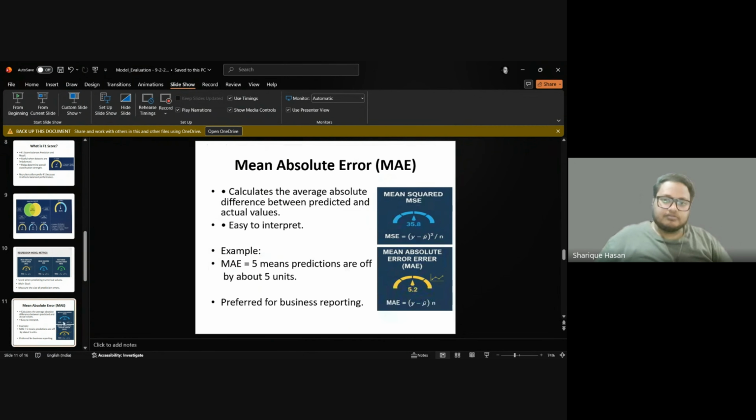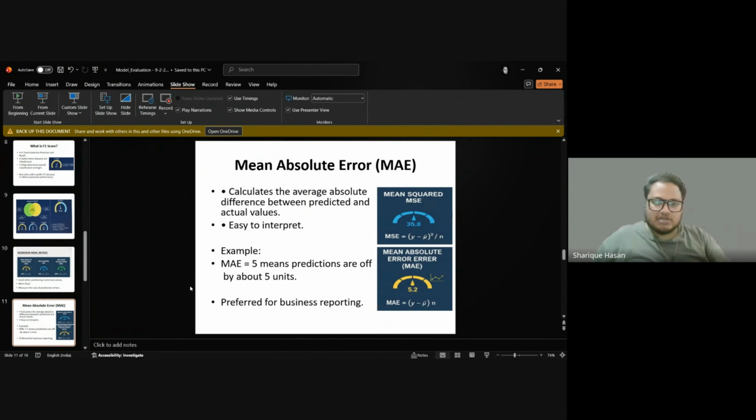Now we have mean absolute error. What is mean absolute error? It calculates the average absolute difference between the predicted and the actual value. Mean absolute error means the real difference between the predicted value and the real value. The difference between them is called error: this much of the prediction was not correct, or this much was wrong. That is the error. That is the mean absolute error. Okay, it is easy to interpret.